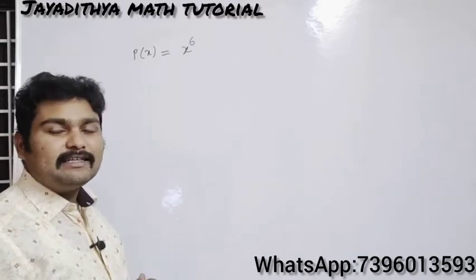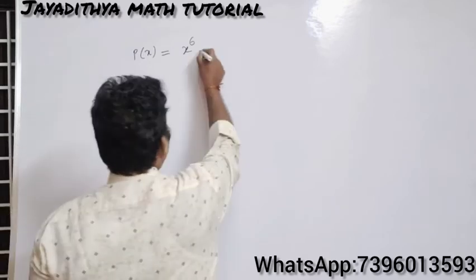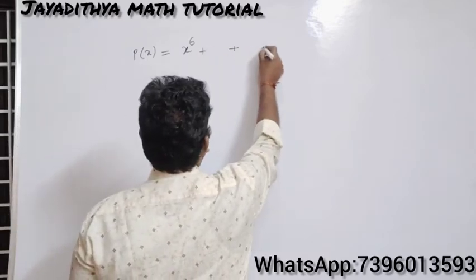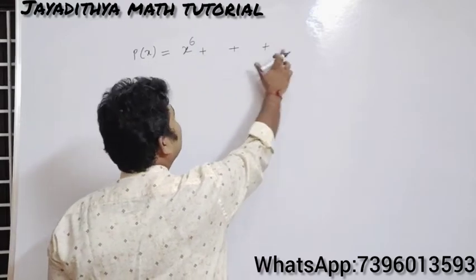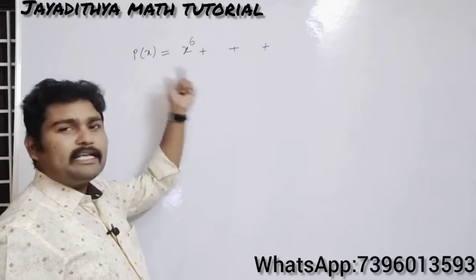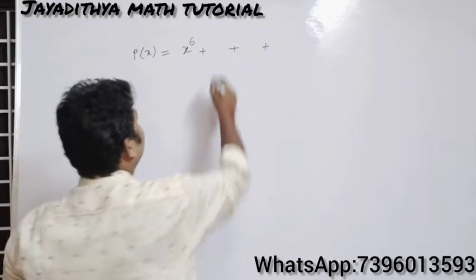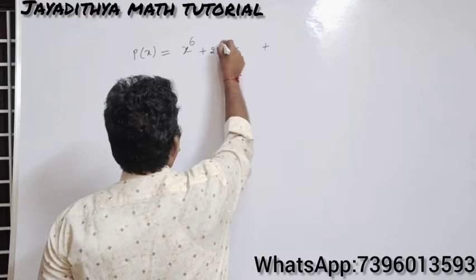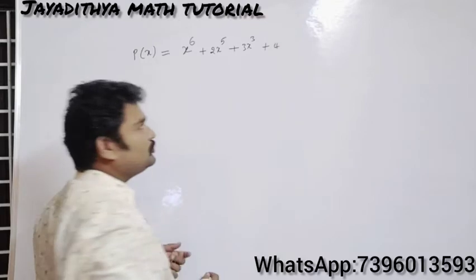And he is asking us to write 4 terms. So take 4 terms as you wish. This is the first term, here you will get the second, here the third, and here the fourth one. You can take anything. As we have written x power 6 here, the next term should be x power 5, or you can write x power 4 also. Let me write like this: 2x power 5 and 3x power 3 and just 4. You can write like that also.